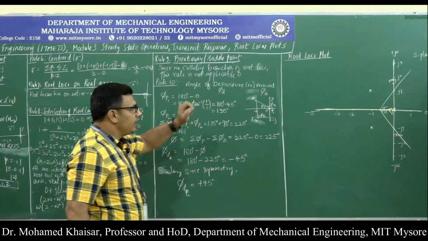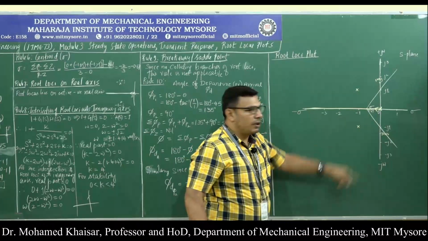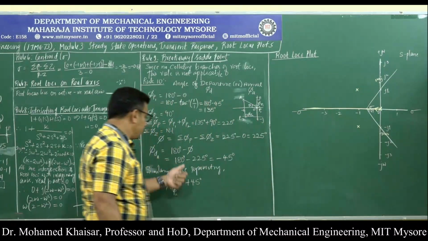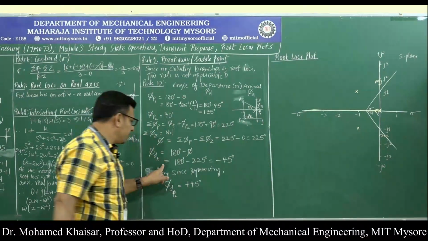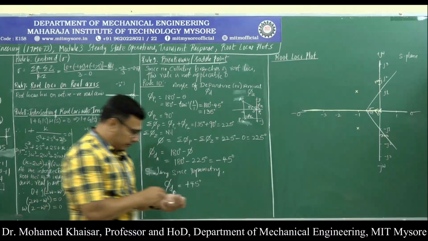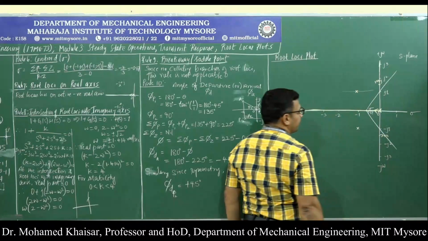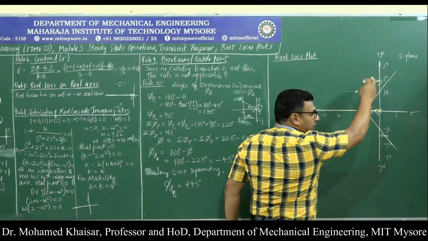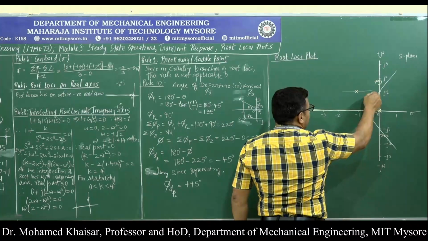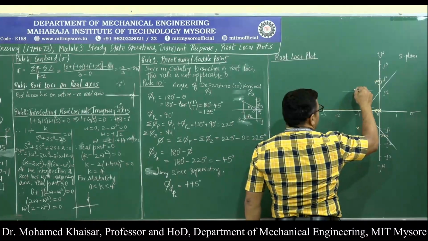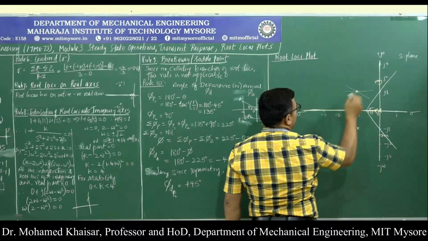The angle of departure: there are two complex poles, so obviously the angle of departure for those two complex poles should be calculated. For this pole, the angle of departure is calculated to be minus 45 degrees. So what we will do is first draw a horizontal line from this pole, then keep the protractor inverted and count 0, minus 10, minus 20, minus 30 as such, and draw a line at minus 45 degrees.